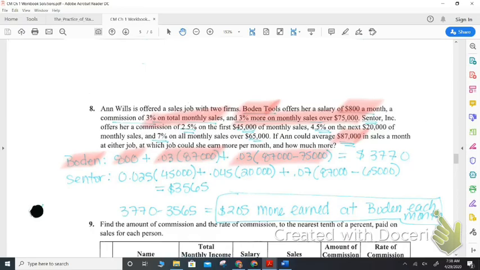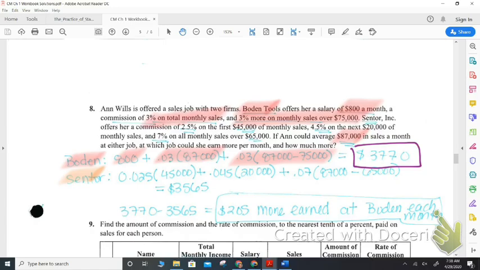So that's this part of our answer here. So we find the amount over $75,000, which is $87,000 minus $75,000, and then we add in an extra 3% on that. So at Bowden, her average monthly salary would be $3,770.